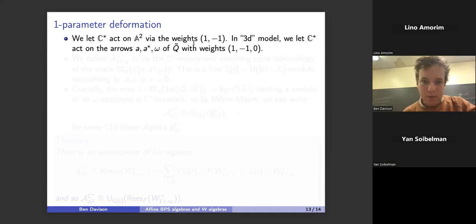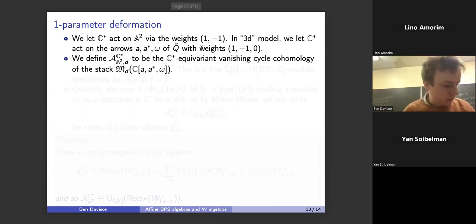And in the 3D model, remember, we think of these arrows that are left over as coming from the arrows A and A star, where we've dimensionally reduced along omega. And in order to promote this to an action on the potential that doesn't scale it, we give omega weight 0. So the trace of A star omega has weight 0, i.e. it's invariant under this C star action. That enables us to promote the construction of the cohomological algebra to something in C star equivariant cohomology.